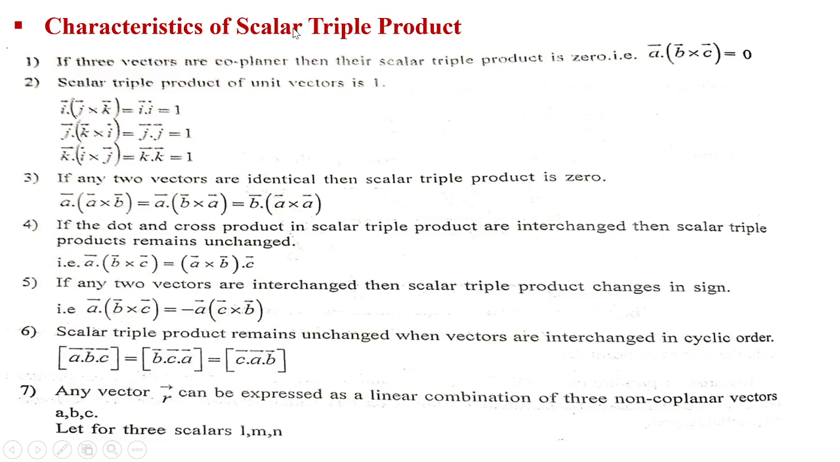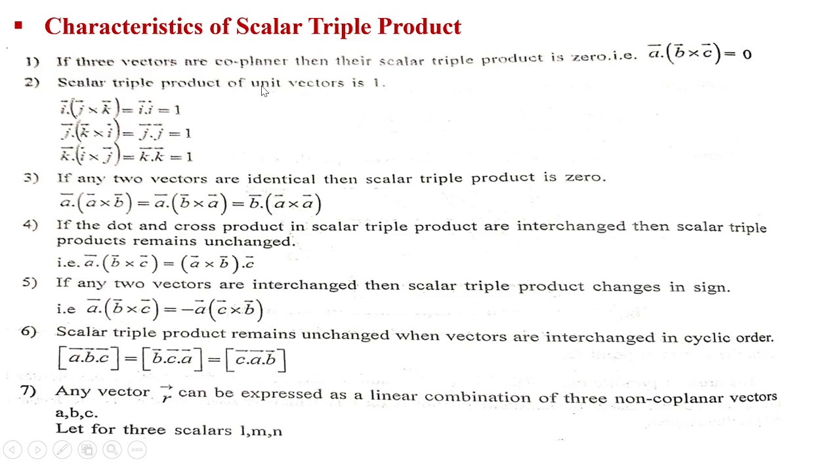Now, characteristics of scalar triple product. If three vectors are coplanar, then their scalar triple product is 0. That is, A bar dot B bar cross C bar equals 0, when these vectors are coplanar.